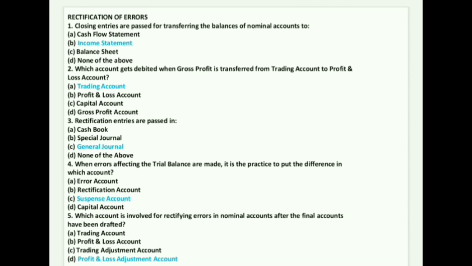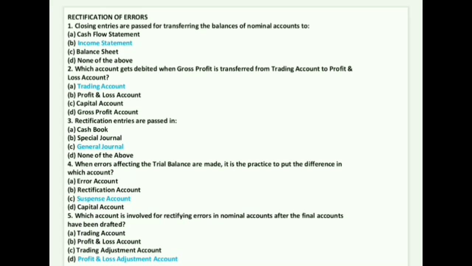When error affecting the trial balance are made, it is a practice to put the difference in which account. Options are error account, rectification account, suspense account, capital accounts. So option is suspense account. Whenever error affecting the trial balance are made, it is practice to put the difference in suspense account.